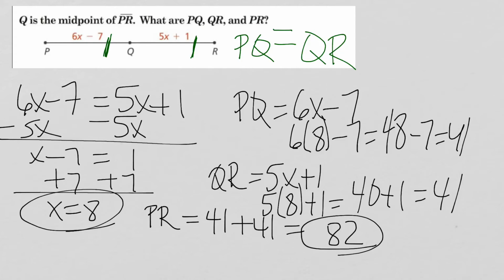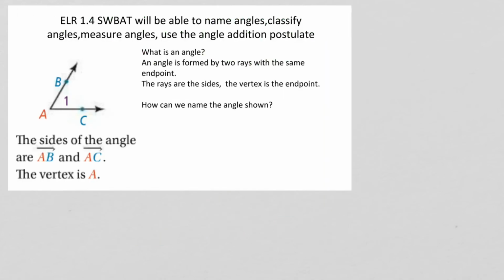And how do I get the length of P to R? Well, I'm going to take my 41 for PQ and add it to my 41 for QR, and I get 82. All right, moving on to ELR 1.4. These are about angles. How do we name angles? Here's an angle. An angle is formed by 2 rays with the same endpoint. The rays are the sides, and the vertex is the endpoint.